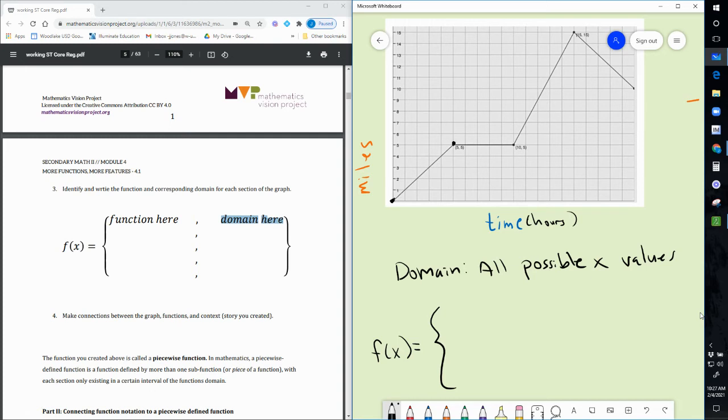Okay, we already know what the domain is, but I'm going to write it from left to right, so let's go ahead and put the function first. Let's get the equation. Okay, what's the y-intercept of that graph? So it's 0, right? So we know if we write it in the form y equals mx plus b, it's going to be mx plus 0.